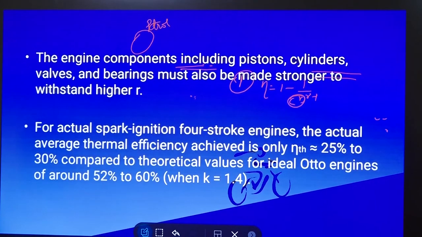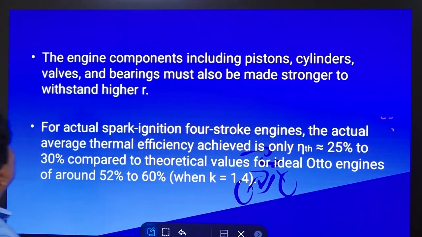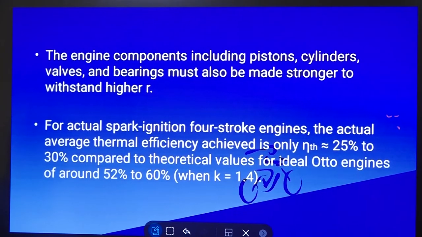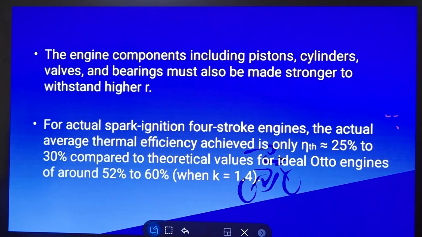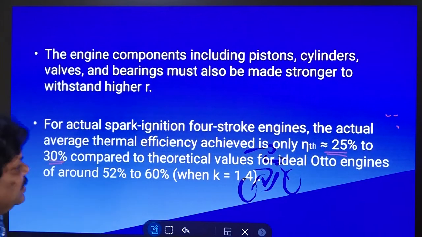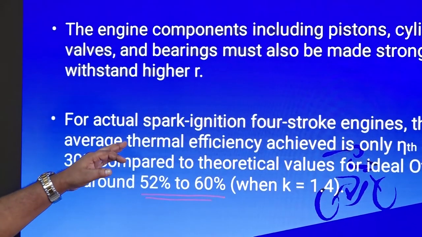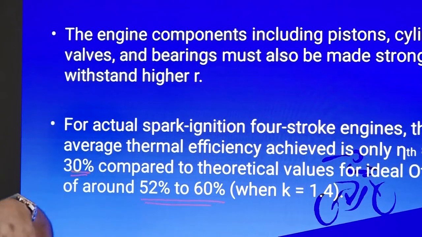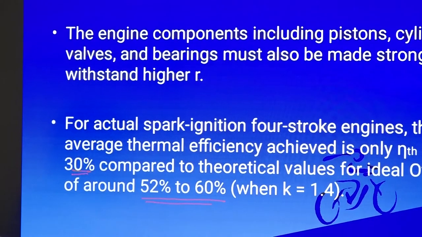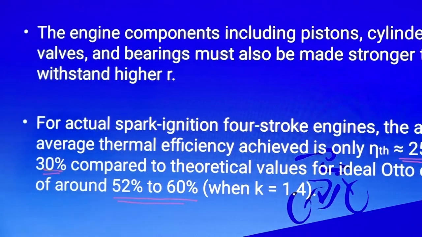The engine components, you all know, include the piston, cylinder, valves and bearings, which must also be made stronger to withstand this higher R. In actual spark ignition four stroke engines, the thermal efficiency achieved is only around 25% to 35%, compared to the theoretical values for the ideal Otto cycle of around 50 to 60%. In an actual engine, fuel is supplied with the air, but in the ideal cycle only air is used as the working fluid. So the efficiency differs, and in actual engines you get less efficiency.